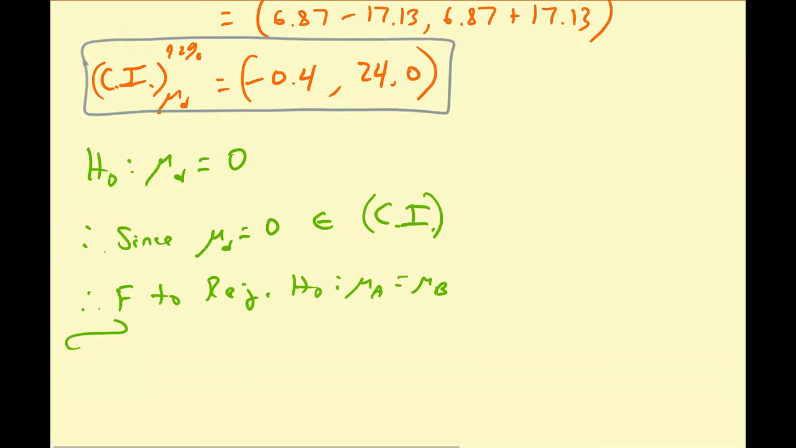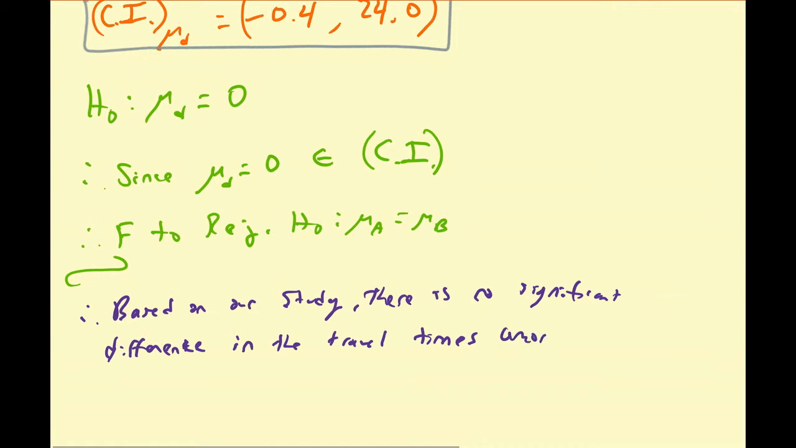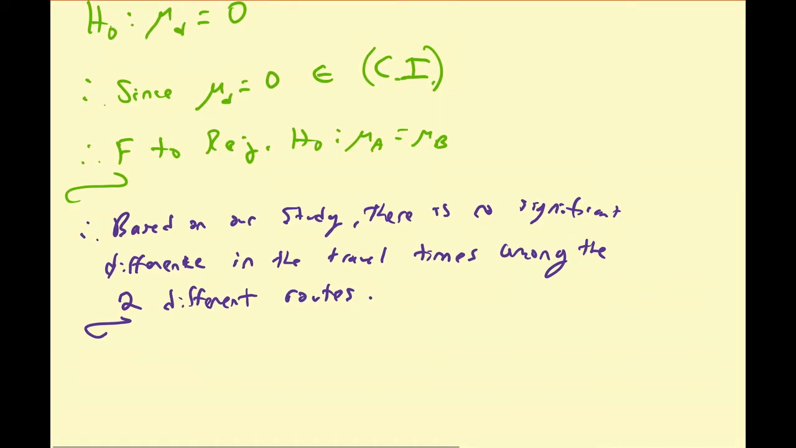So in terms of the application, what does that mean? That means based on our study, there is no significant difference in the travel times among the two routes. And that is our conclusion for a hypothesis test.